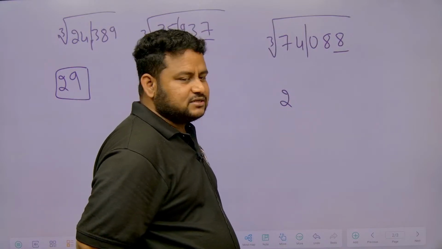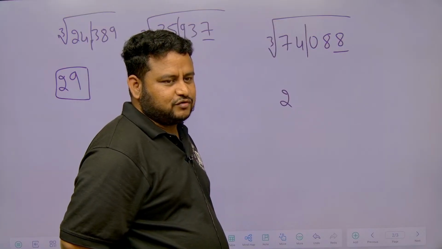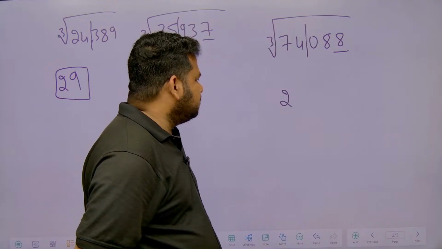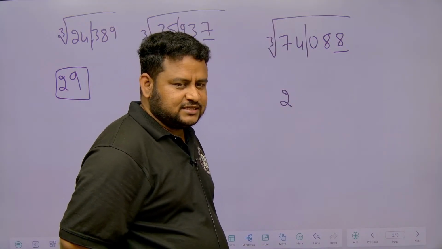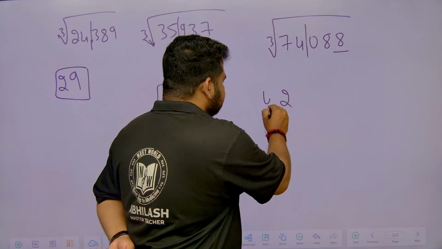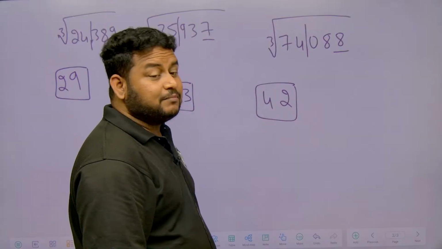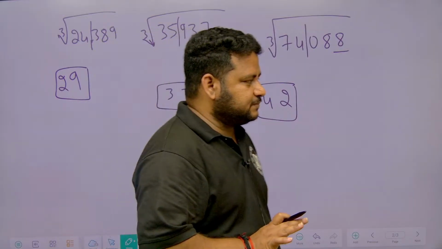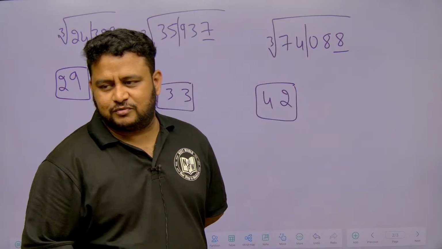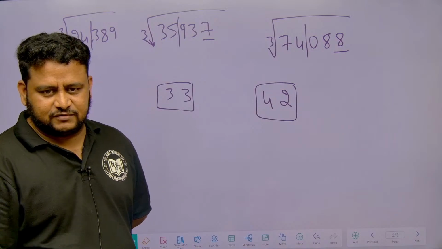74 comes between 4 and 5. 4 cube is 64, 5 cube is 125. So we should take which first? 4. Of 4 and 5 the smaller is 4. So we will take it as 42. So 42 cube is 74088. Okay, understood? That's all about cube root. These are the basics you have to know to find the cube root. Simple, no? Now let us go directly to differentiation, very important.